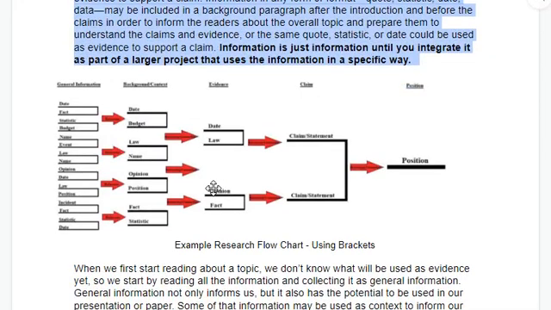This is an image that is an example research flowchart that uses brackets similar to the ones in your previous reading. And you can see how it goes from more general information into the background context that we're talking about, which could also be refined into evidence, which gets refined into your claims, and finally, it makes up your position.